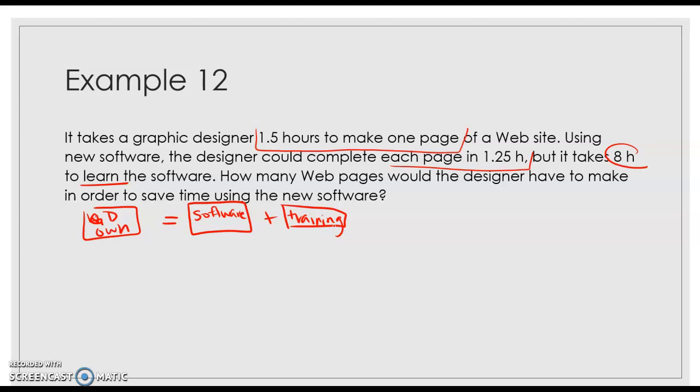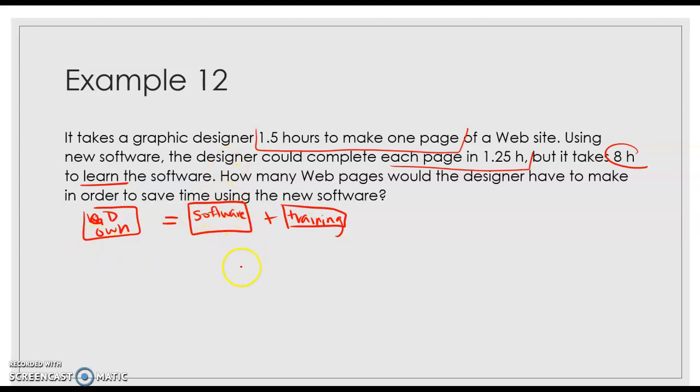All right, plus the training. So that's what I'm thinking of here. How much time would it take the graphic designer on their own versus the amount of time it takes with the software plus the training? And so that's how we're going to set it up.